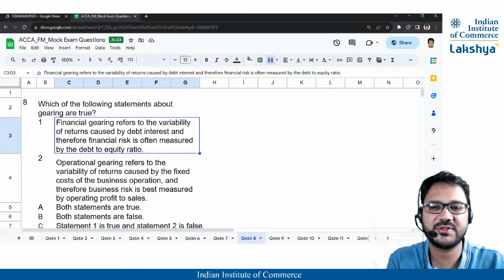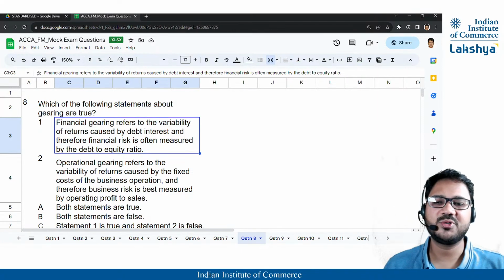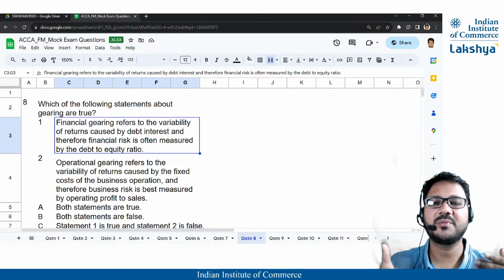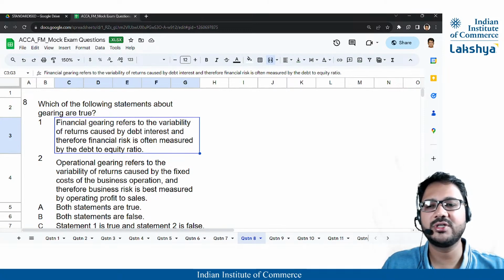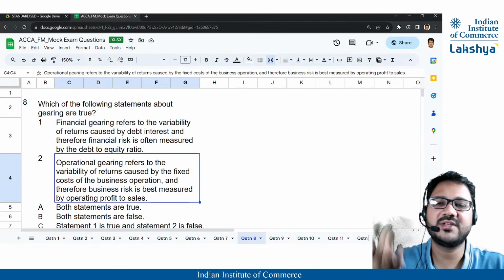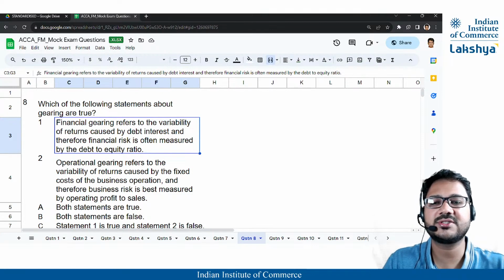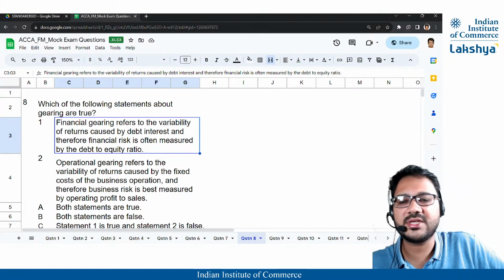So fixed divided by fixed plus variable, and debt would be debt divided by capital employed. Or again, you can write debt to equity, whatever. There are different ways, but this is the basic understanding of how much fixed cost is involved. In this case, fixed interest cost, and in this case, the fixed cost. So financial gearing refers to variability of returns caused by debt interest, and therefore financial risk is often managed by the debt to equity ratio.